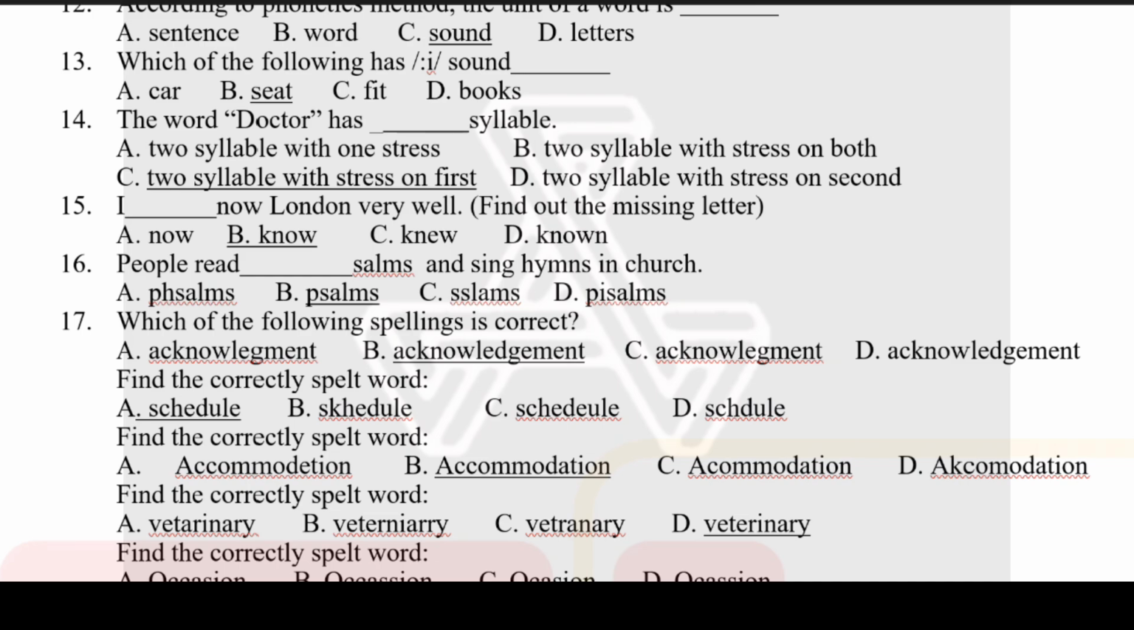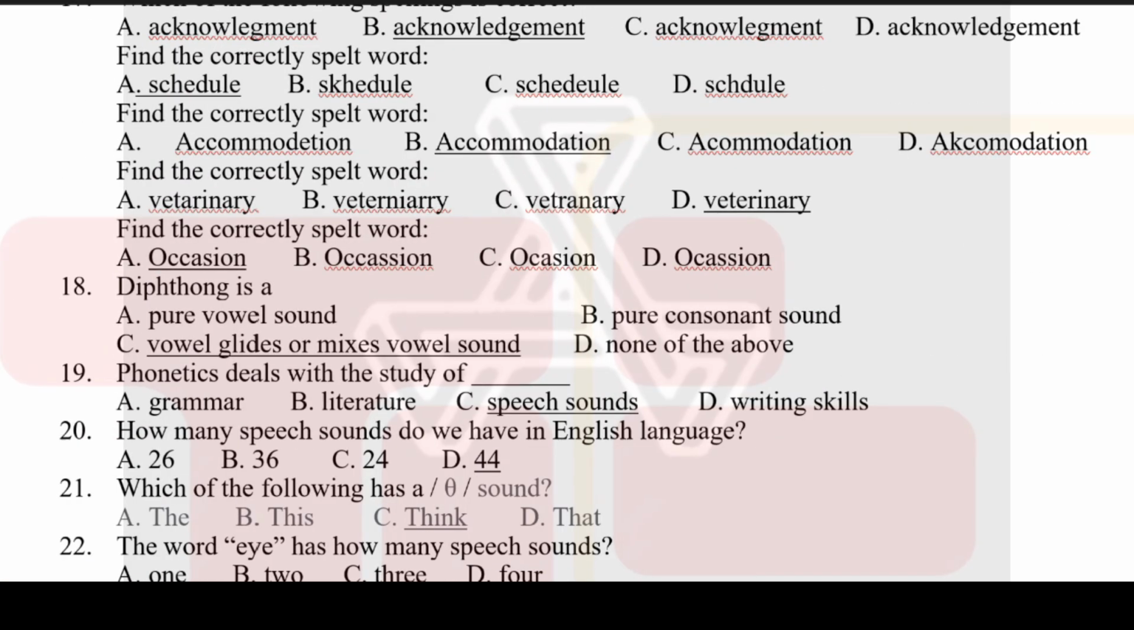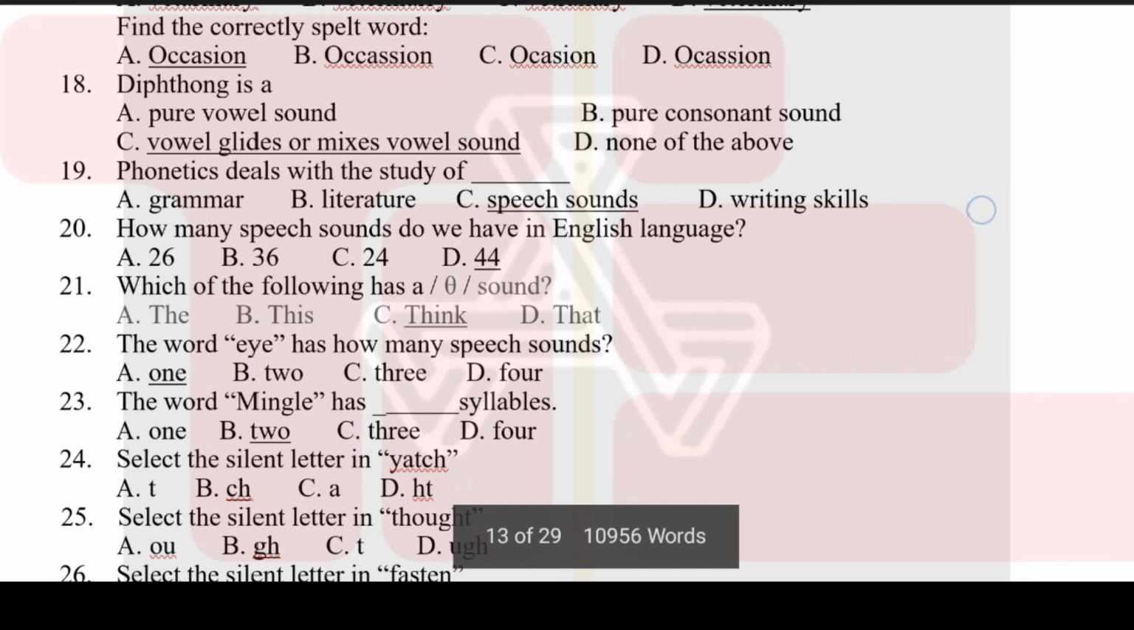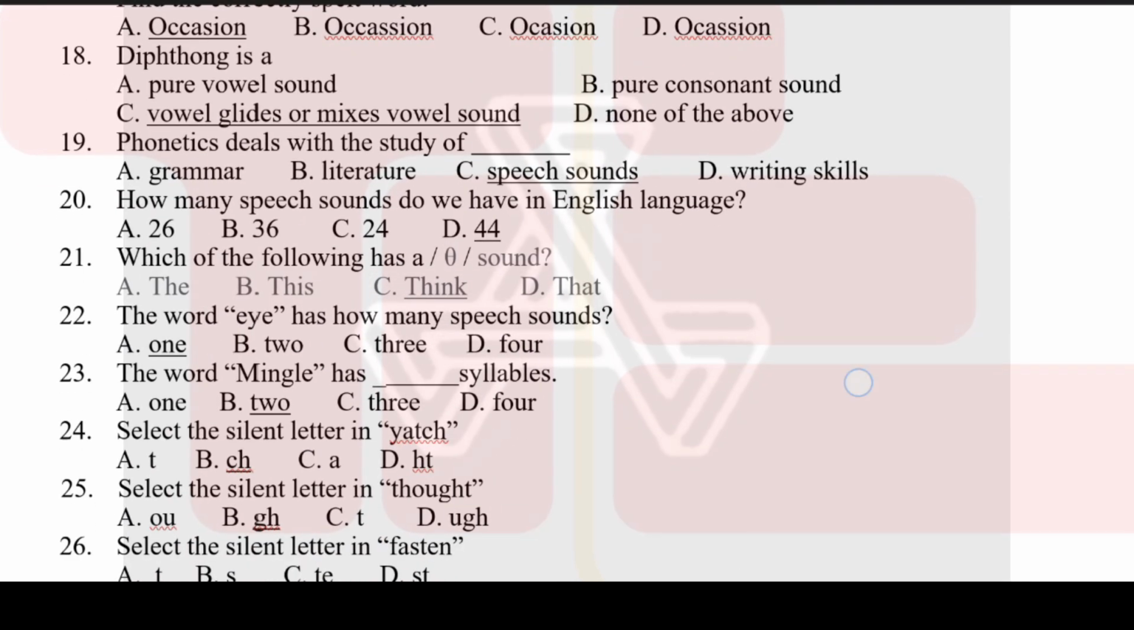Which of the following spelling is correct? Acknowledgement. Find the correctly spelled word: schedule. Find the correctly spelled word: accommodation. Find the correctly spelled word: veterinary. Find the correctly spelled word: occasion. Diphthong is a vowel glide, or mixes vowel sounds.